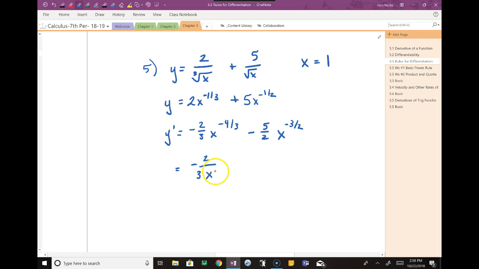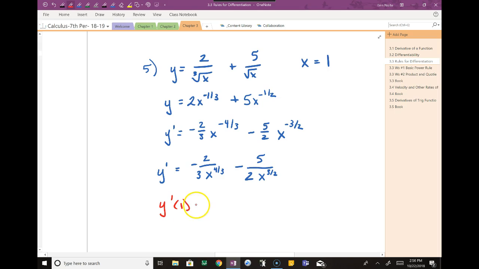Oh, so to the 4/3. And then the second one would be 5 over 2. So do you see how I'm keeping that 2 in the bottom and the 3 in the bottom with the x? Okay, and I'm not going to even convert it back to radical form. I'm just going to keep it in exponential form. Okay, so now for me to find the slope when the x value is 1, what do I do? You plug it in. Good.